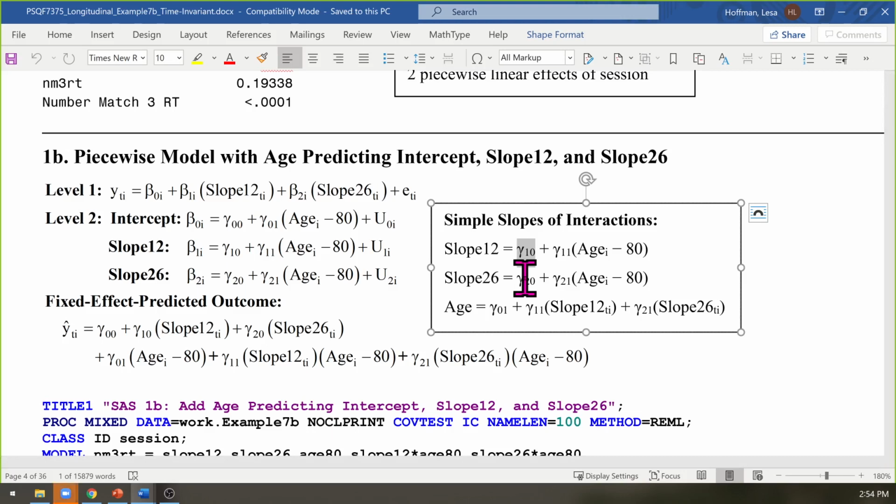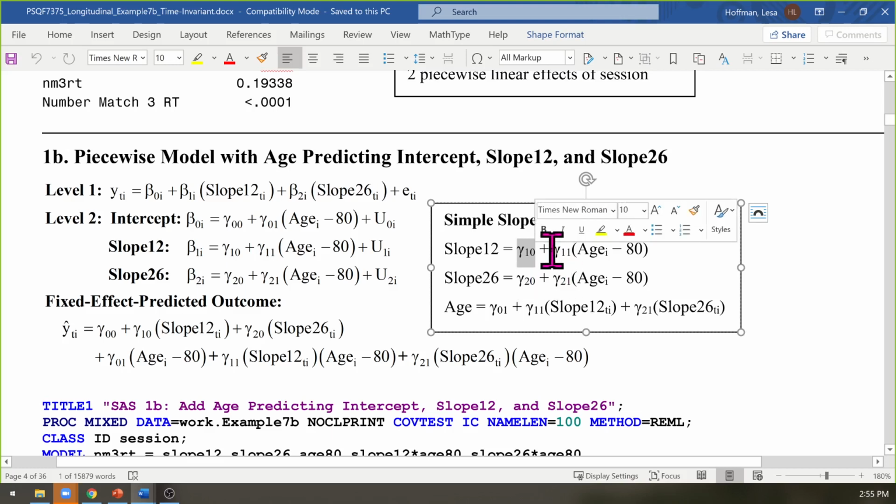Who is that the slope for? Simple slopes equal conditional effects, not marginal effects. So the main effect of slope 1, 2 now is a conditional main effect, or a simple slope. And it is conditional on somebody who is 80. I know that because that's the only situation in which this term drops out, if it becomes 0 and falls out of the model. So yes, this gamma 1, 0 slope is specific to an 80-year-old.